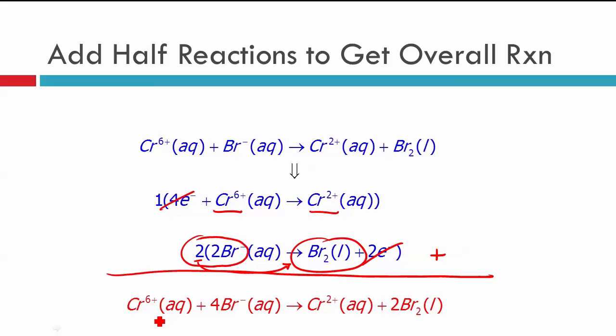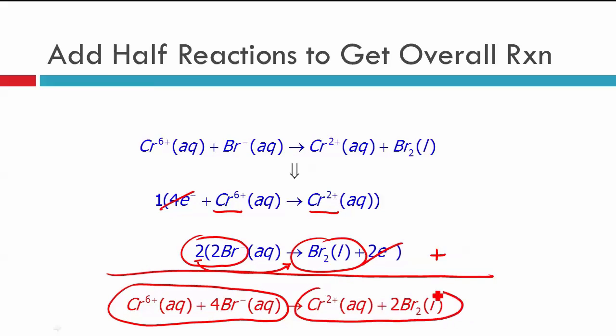Notice, if you add this up, the entire left-hand side, the charge is +2. The charge on the right-hand side is +2. The number of atoms are equal. I've got 4 bromines, 4 bromines, 1 chromium, 1 chromium. You can double check your answers whenever you do one of these. So that is how you use the half reaction method to balance a simple redox reaction.